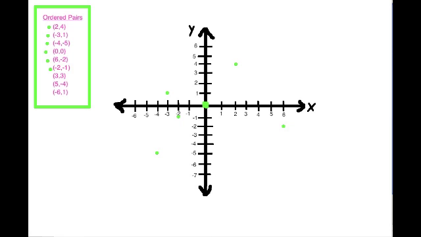Then we're going to look at 3, 3. We could go over to the right 3 and then up 3. That is located in the first quadrant of the graph. Then we're going to look at 5, -4. We're going to go over to the right 5 and then down -4, which is located in the fourth quadrant of the graph. Then our last ordered pair is going to be -6, 1. We go over -6 to the left and then up 1, which is located in the second quadrant of the graph.